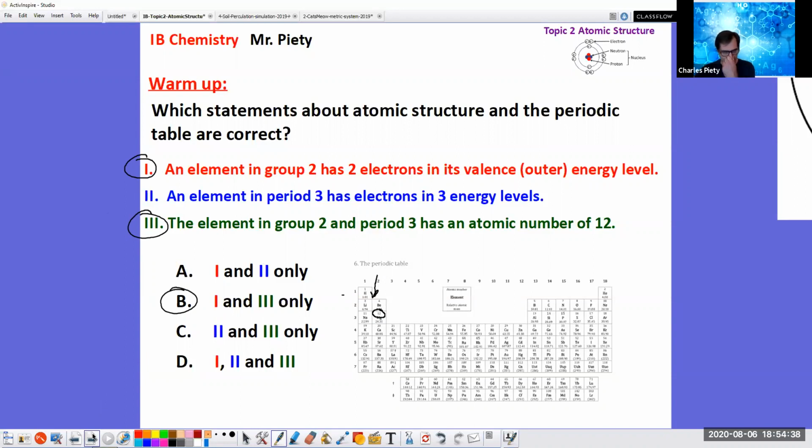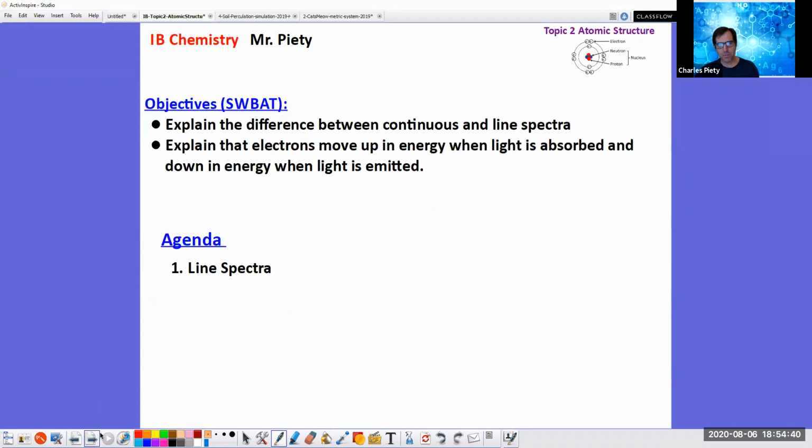What we want to do now, excuse me, my allergies are bothering me today, is we want to talk about the electrons again. We want to explain the difference between continuous line spectra and bright line spectra. And we want to explain that electrons move up in energy when light is absorbed and down in energy when light is emitted. So let's think about what we've talked about in the last several lessons.